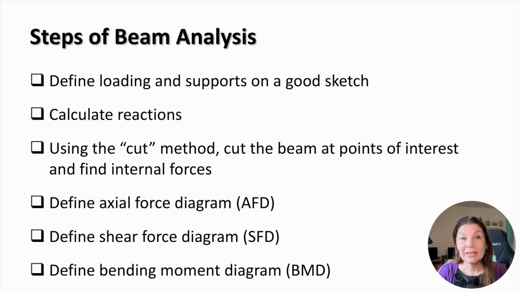We now outline the systematic procedure for analysing beams. First, we define the loading and support conditions on a clear, well-labelled sketch. Second, we determine the support reactions using equilibrium, as covered in previous lectures. Next, we use the method of sections by introducing cuts at points of interest along the beam. These cuts will allow us to write equilibrium equations and derive expressions for the internal forces. Once the expressions are obtained, we evaluate them at key locations and use the results to construct the axial force diagram, the shear force diagram, and the bending moment diagram. This structured approach ensures that the analysis is clear, consistent, and easy to follow.